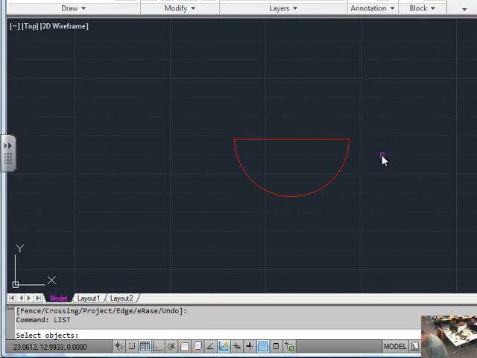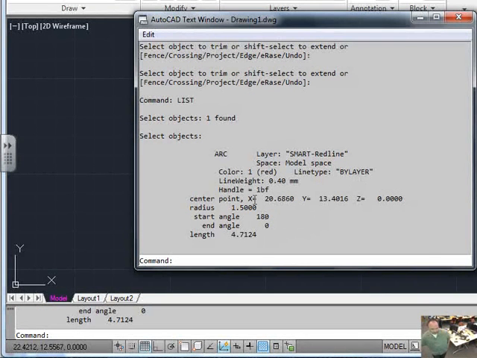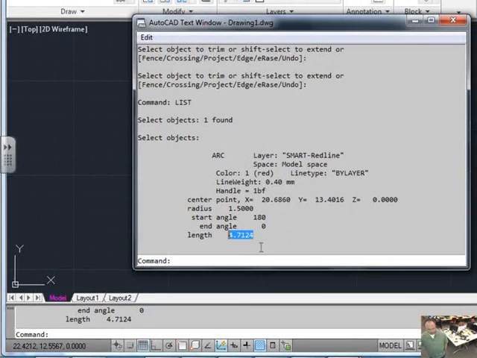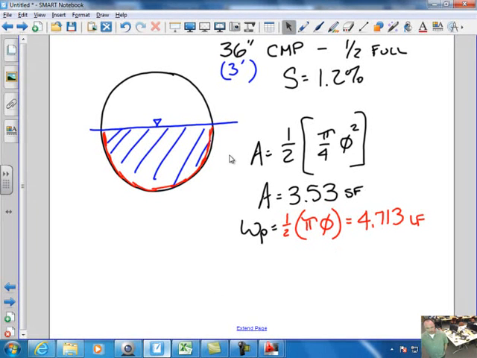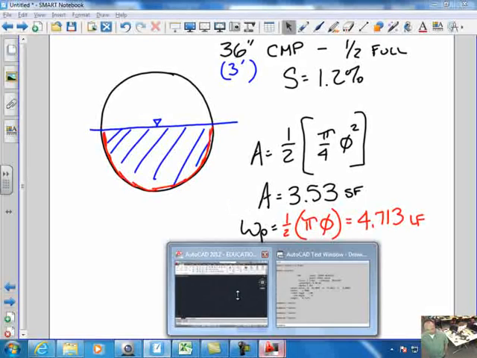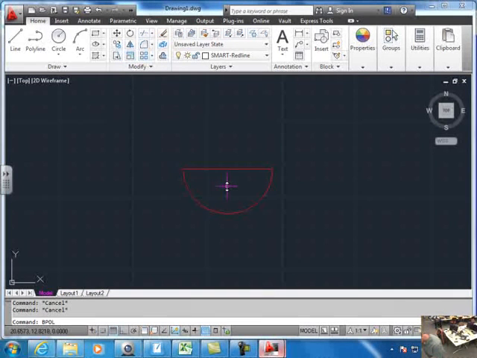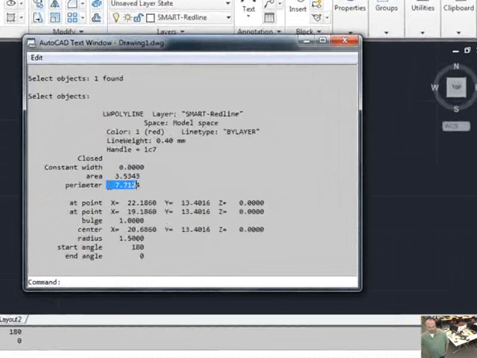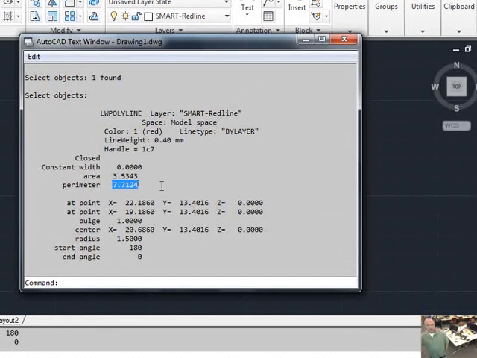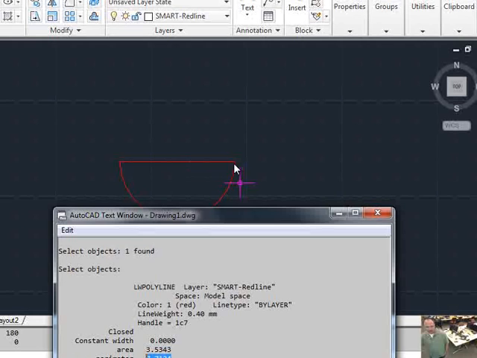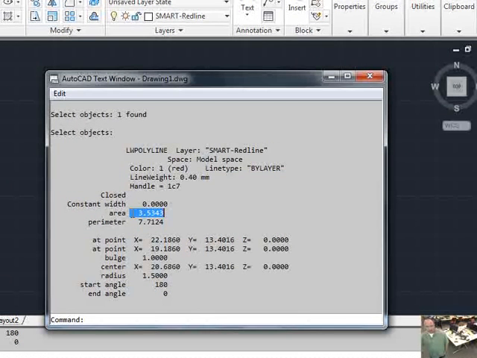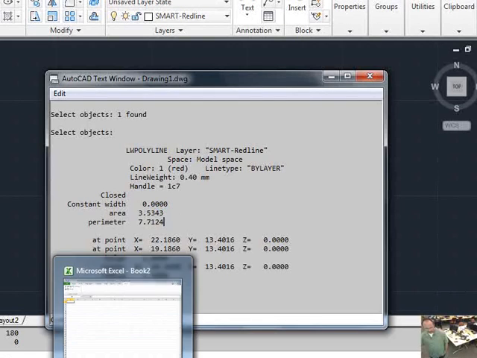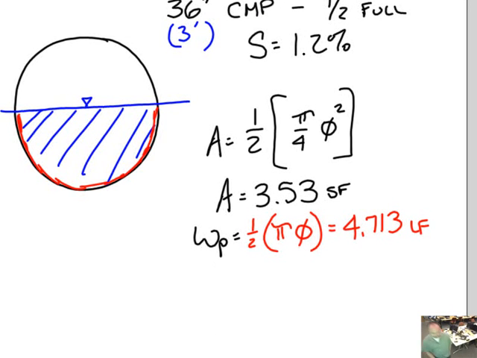And so now I can list this, and I can see my length of 4.7124, 4.713, my wetted perimeter. Absolutely true. And if I do a B poly, and I pick a point inside here, and then I'm going to list this polygon that I just created. I have an area of 3.53 and a perimeter, but this perimeter includes my line that comes across from here to here, which is not my wetted perimeter. So the area is 3.53, which we got right.